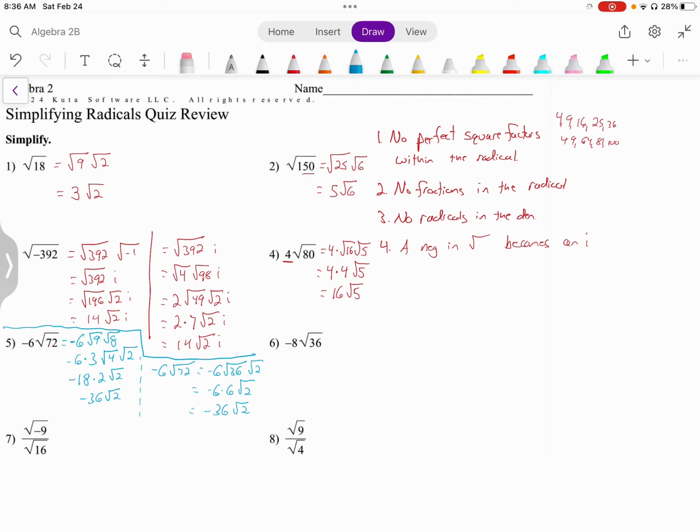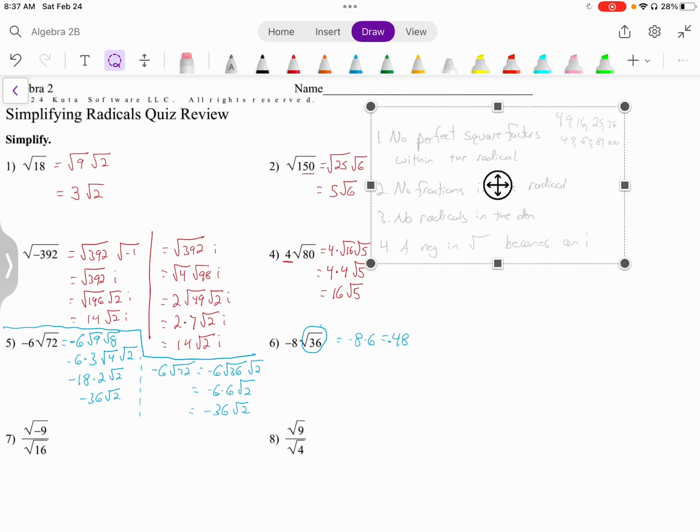And number 6 is our last one that does not involve fractions. And this is actually a really easy one because we know the square root of 36 is 6. So this is just negative 8 times 6, which is 48. Sorry, negative 48. That's it.